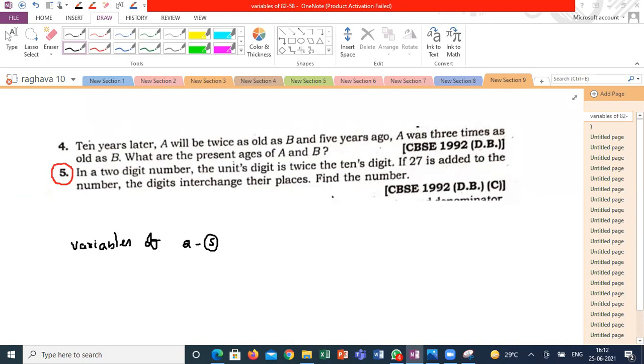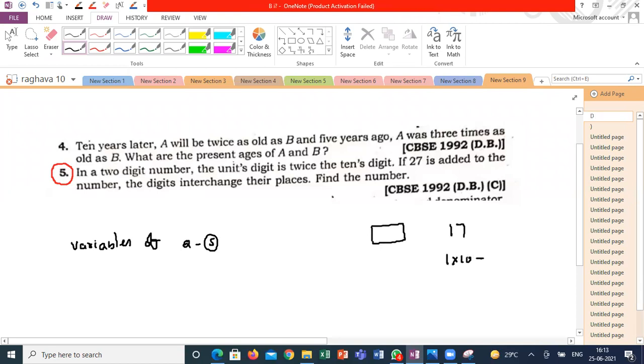So there is a 2-digit number. I already told you, if it is a 2-digit number, how do we assume it? Let us assume, a number is a combination of two things. Suppose it is 17, 1 into 10 plus 7. If it is 27, 2 into 10 plus 7. If it is 47, 4 into 10 plus 7. So any 2-digit number can be written as 10x plus y.